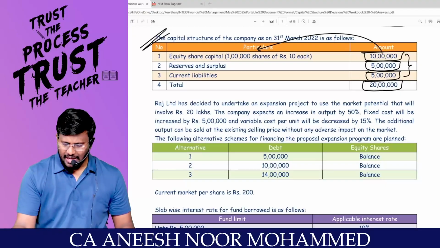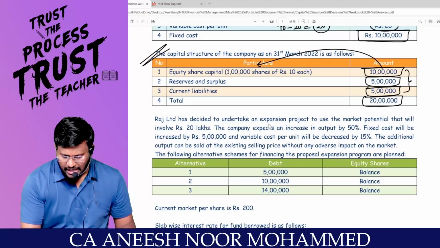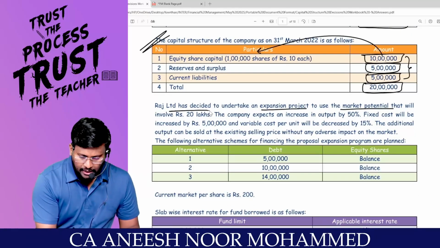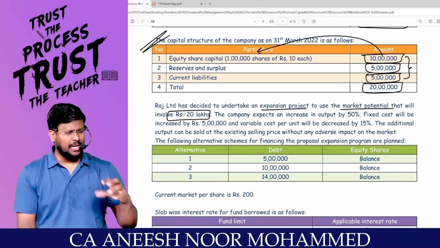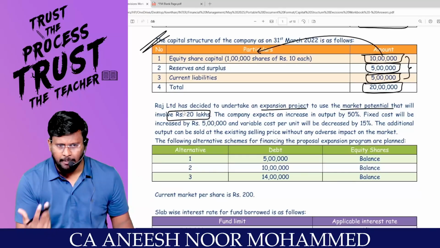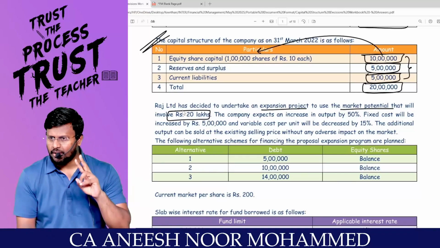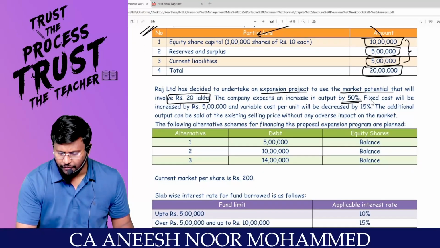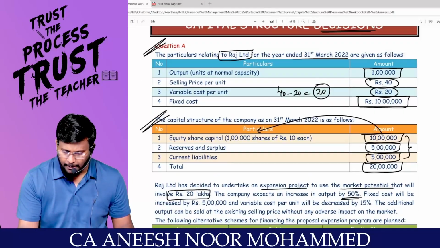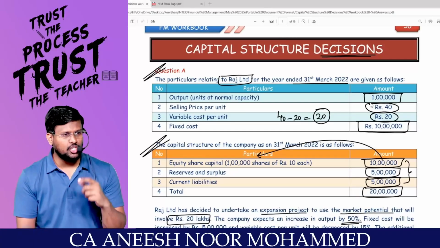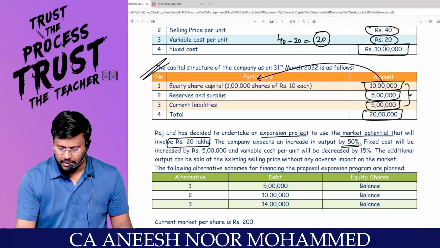Raj Limited has decided to undertake an expansion project to use the market potential that will involve another 20 lakh. That means the company is going to do a project. To do the new project, the company needs funds. So how much is the capital required? 20 lakh. Company expects an increase in output by 50%. Currently, the number of units is 1 lakh. But if the company does this project, instead of 1 lakh, they can sell 1,50,000 units.